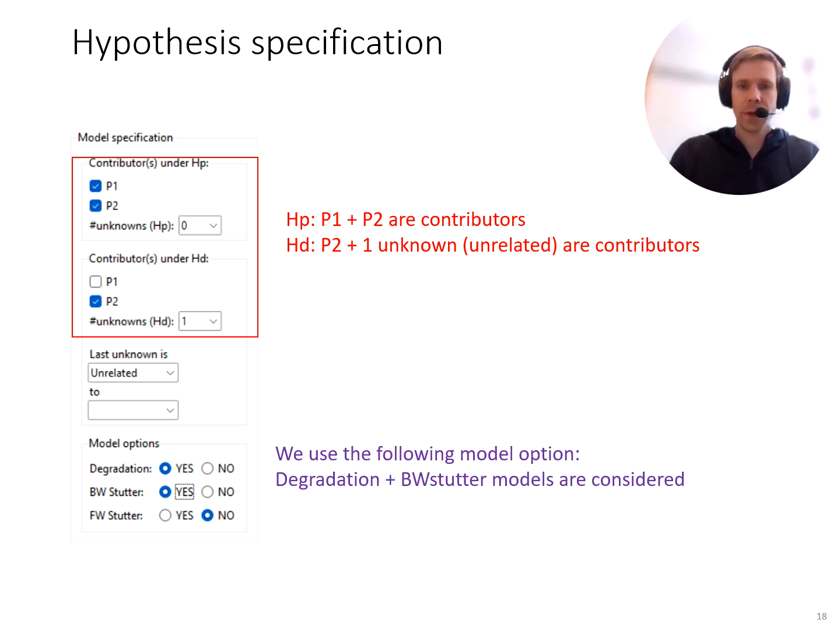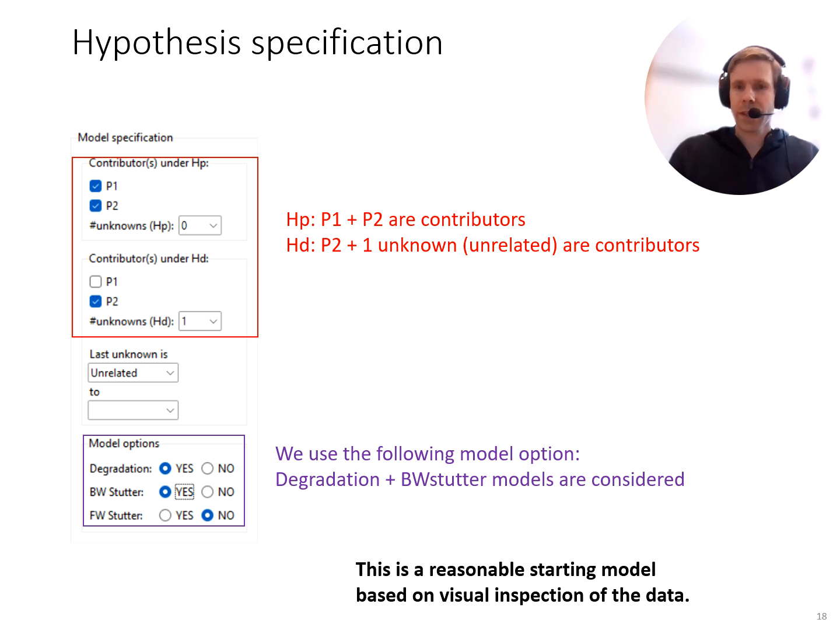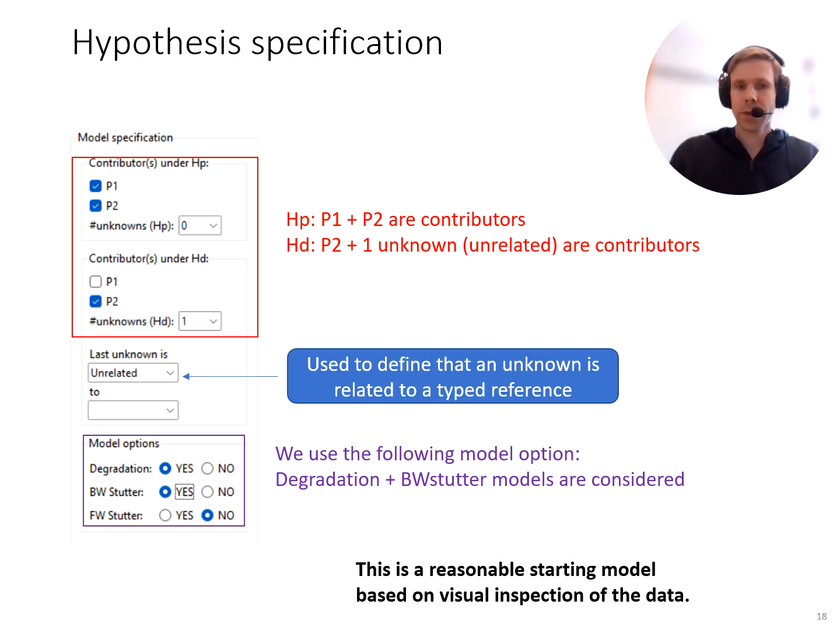As model options, we will select degradation on and also backward stutter on. This is the most common type of stutter, which we will turn on. We will turn off the forward stutter. So these are a reasonable starting model based on our visualization of the data. Also, it's possible to define that an unknown under HD is related to a typed reference. We will not cover this in this video.